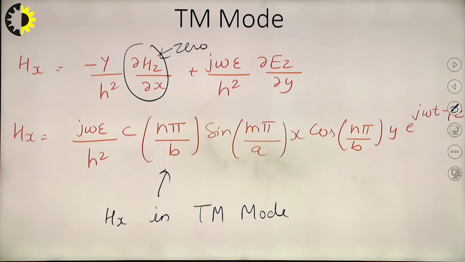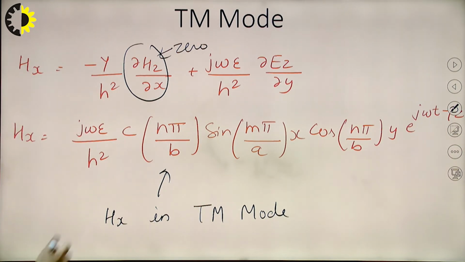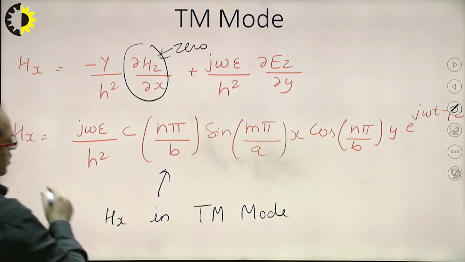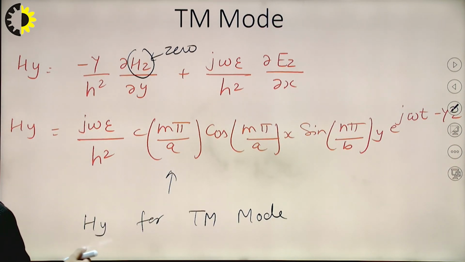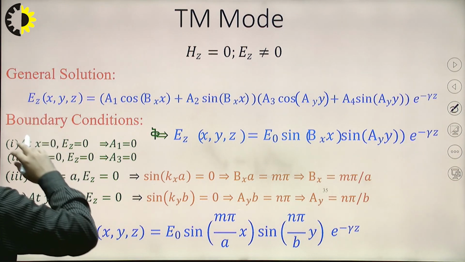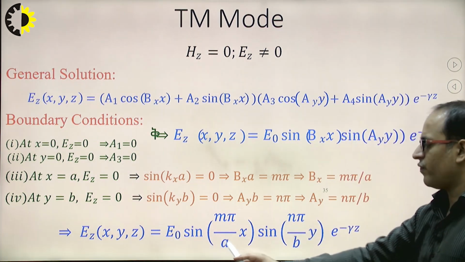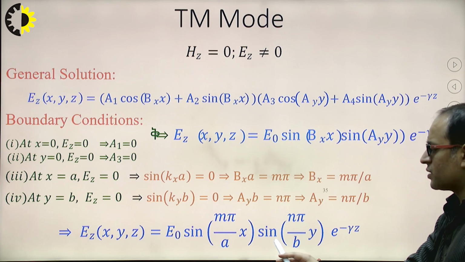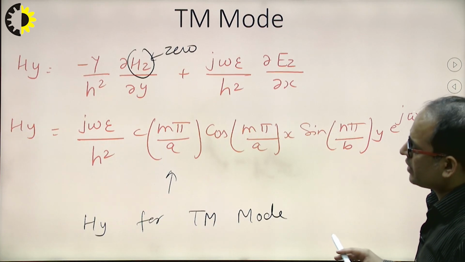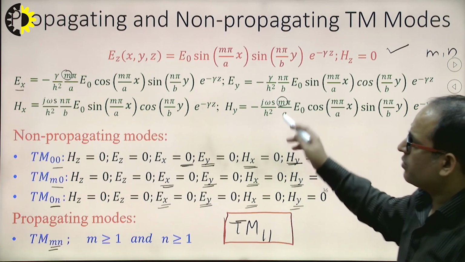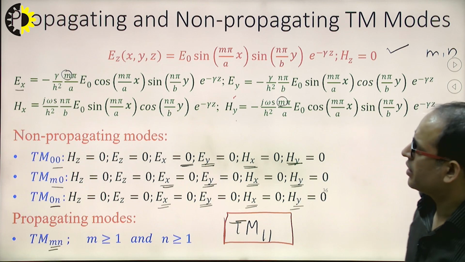Clear? Similarly, Hx is this one, and Hy. For Hx, put the value of Hz equal to 0 and the value of Ez, you will get Hx in TM mode. The overall general equation for the TM mode will come out to be Ez equal to E naught sine of m pi by a x into sine of n pi by b y e to the power minus gamma z. You will see that this is the general equation. On putting this value, you will get Ey and Hy.